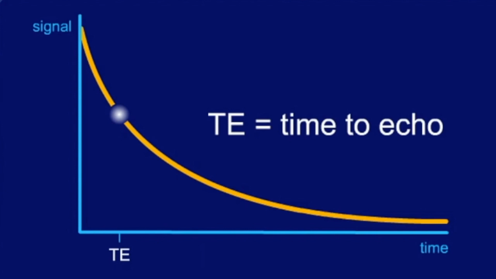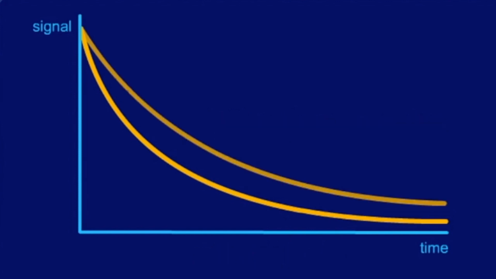To get the best, strong signal, it may seem reasonable to use a short TE, because with longer TEs, signal intensity decreases. With a short TE, however, there is a problem. Let's have a look at two different tissues. Tissue B, water or CSF, has a longer T2 than tissue A, brain.